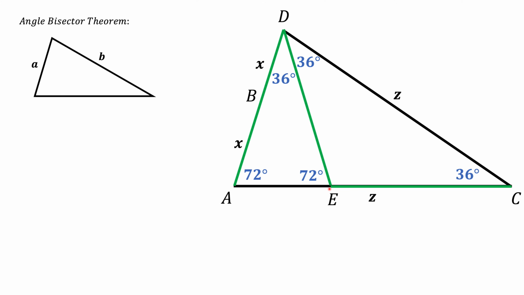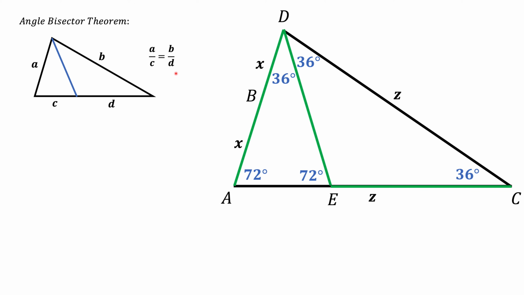Just to remind you, when I have a triangle with two sides A and B, and I draw this blue angle bisector that splits the top angle into two congruent parts, and this angle bisector splits the third side of the triangle into segments C and D, then the ratio of A to C should be the same as the ratio of B to D.